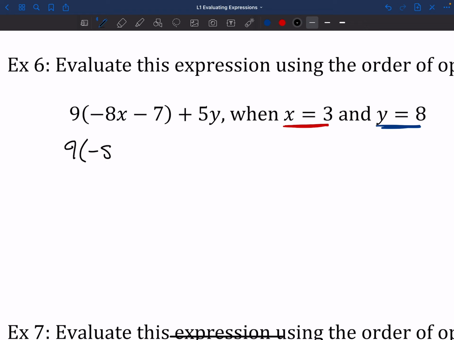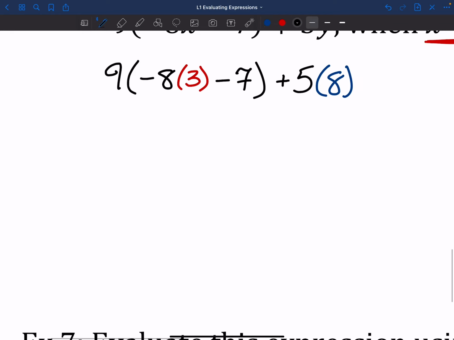I'm just going to start by replacing all those variables with the numbers they're telling me about. And that y was 8. After that, I'm going to focus in on just the problem because there's a lot of other stuff going on. So first things first is inside the parentheses. I'm going to take care of that multiplication kind of like on the last one. Negative 8 times positive 3 is a negative 24.